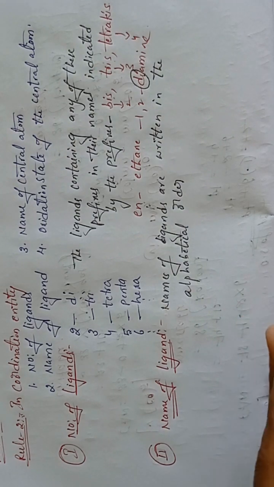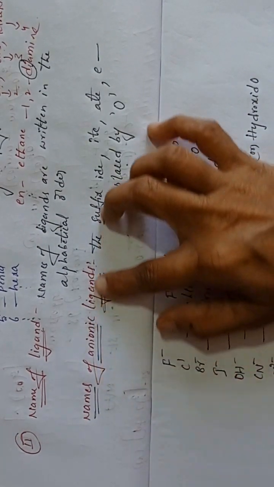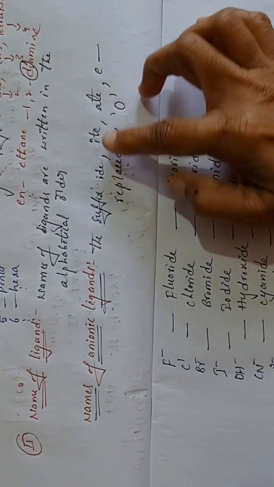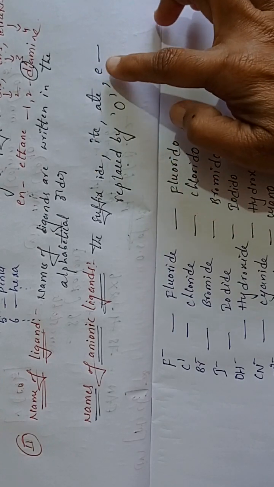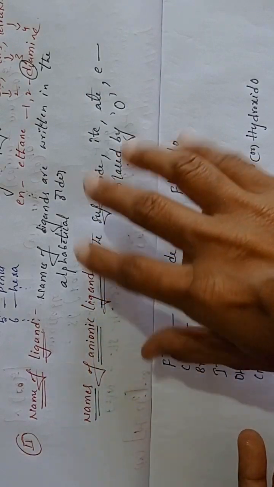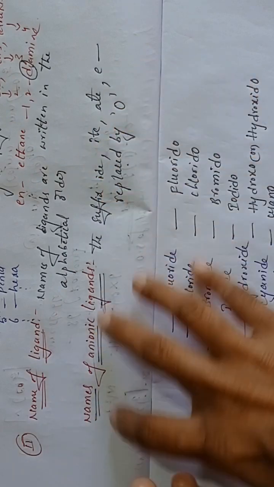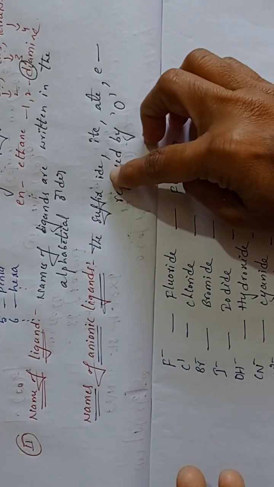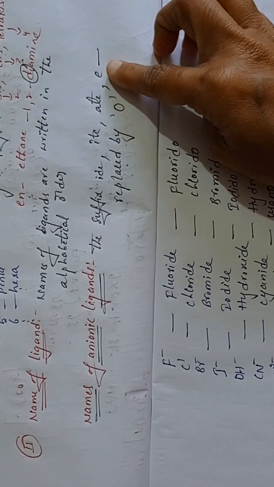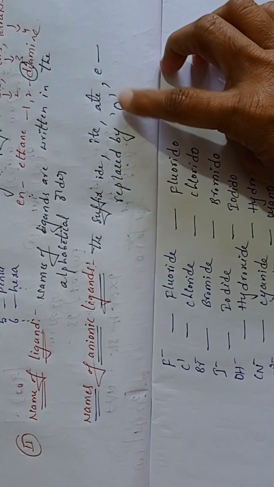So suppose now I am taking the anionic ligands. I'm going to discuss the names of anionic ligands, students. When you are writing the names of anionic ligands, the suffix "-ide", "-ate", and "e" are replaced by "o". Anionic ligands are nothing but the ligands which have the negative charge. So the suffixes "-ide", "-ate", "e" have to be replaced by o.